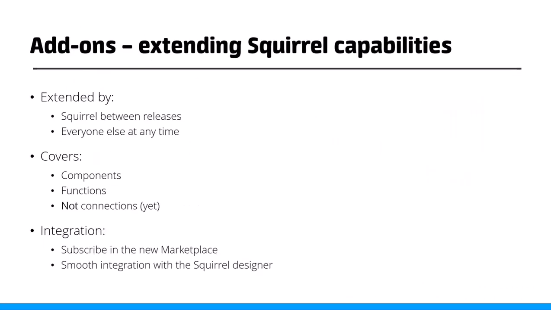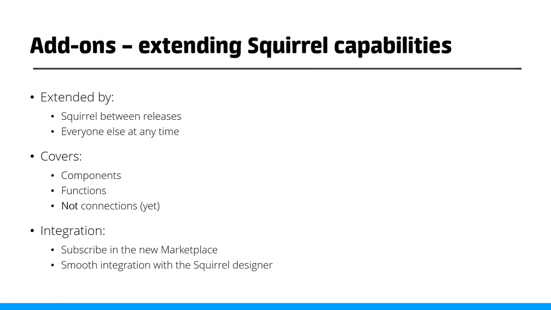And then the last thing to look at, and it is the most significant thing that we've done with 1.12, is add-ons. And this is the ability to extend Squirrel capabilities without us having to release a new version of the product, but also giving other people, literally anybody else, the opportunity to add capabilities to Squirrel should they so want to.